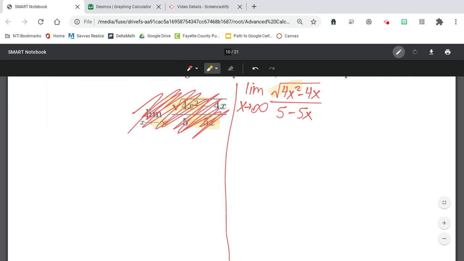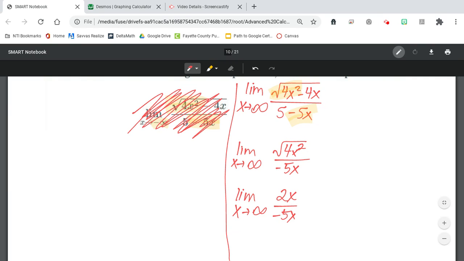Okay, so again, my most dominant terms are right there. I want to compare the limit of the most dominant terms. That's all I have to compare. So the limit as x approaches infinity of the square root of 4x squared divided by negative 5x. Now I can simplify the square root of 4x squared to be 2x over negative 5x. And hey, look, the degrees of the numerator and denominator are the same. So just look at the ratio of the leading coefficients, and I get negative 2/5. So the limit as x approaches infinity of that entire function is negative 2/5.